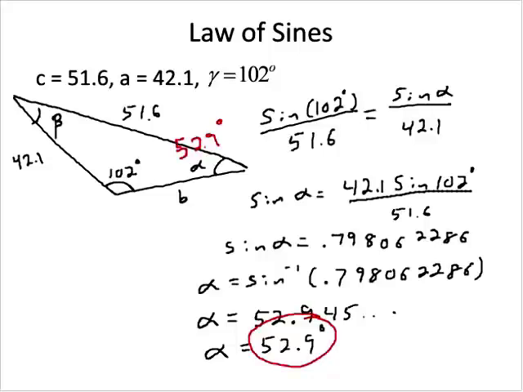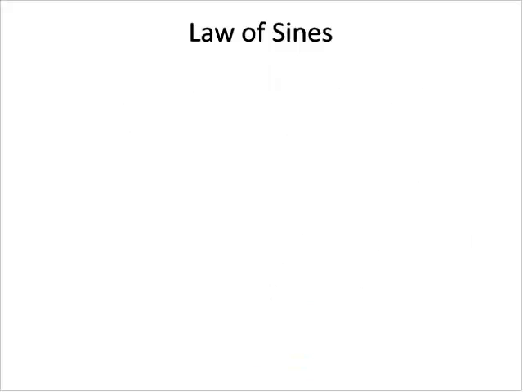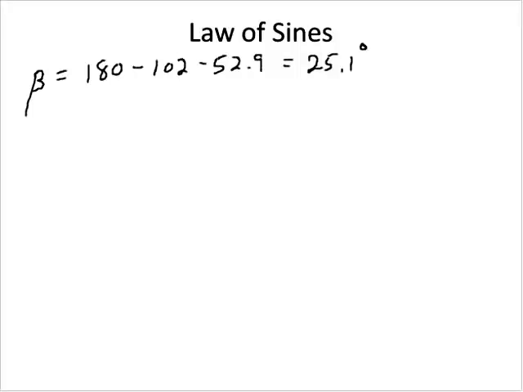Okay, so I'd like to find the other angle, angle beta. I need more room, so I'm switching to another page. But I know that all three angles of the triangle have to add up to 180 degrees. So beta will equal 180 minus what the other two angles were. So minus gamma, that was 102 degrees, minus alpha that we just solved to be 52.9 degrees. Now that's going to give us 25.1 degrees. So I now have all three of the angles.